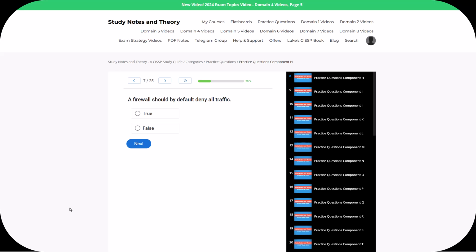A firewall should by default deny all traffic. 100% true. That's called an implicit deny.